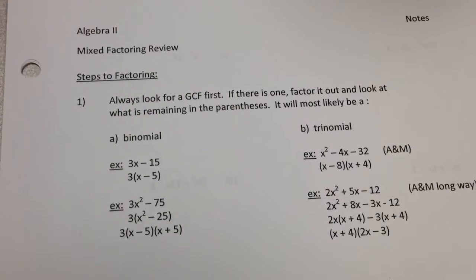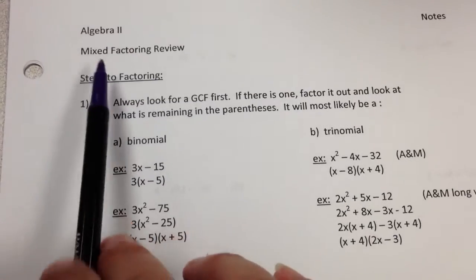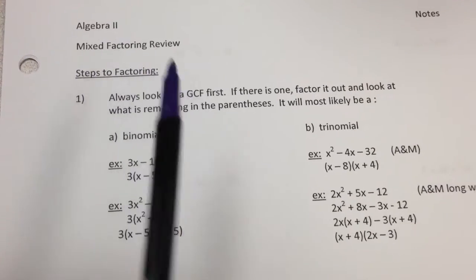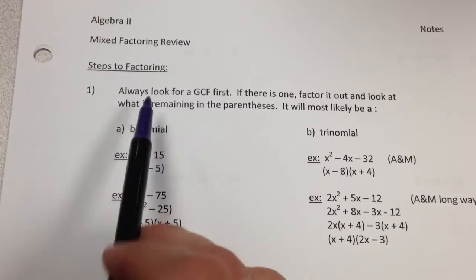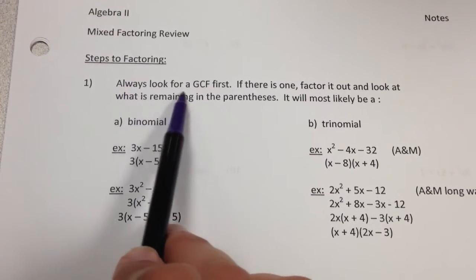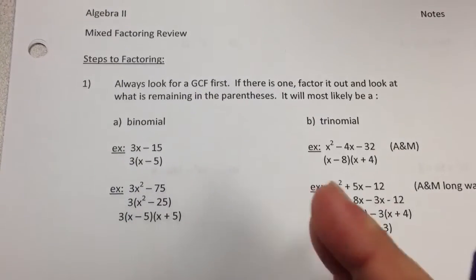Okay, we're going to start our section on rational functions, and before we begin that, we're going to spend a day just going over factoring and how to complete our factoring into the simplest forms. And the first thing to remember is that we always look for a GCF. That's the greatest common factor. If there is one, we need to factor it out.